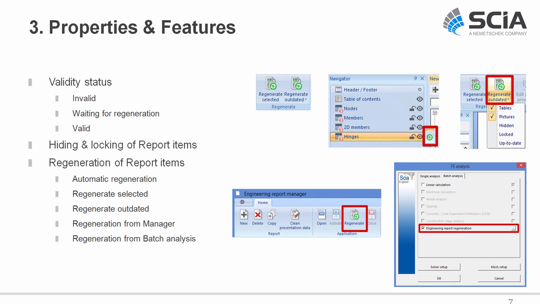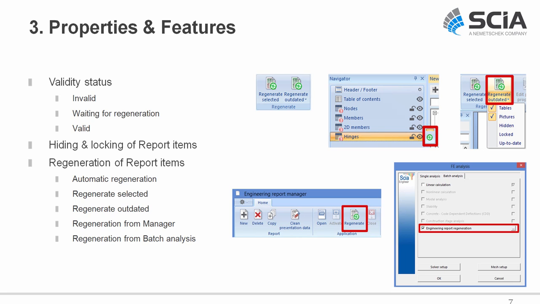There are different types of regeneration of report items in the engineering report. The automatic regeneration is done by the system and it is implemented for items with a very fast update of its content. It is implemented for the table of contents and for formatted text. The regenerate selected ensures that all report items which are selected in the navigator are regenerated regardless their validity status. This regeneration can be started from the ribbon or from the floating button at the navigator. Locked report items are not regenerated even if they are included in the selection.